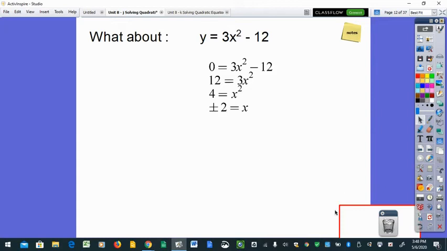So if we were to graph this parabola, we know that it's opening up. And we know that it's going to hit the x-axis at positive 2 and negative 2. We could find the vertex if we came up here and did negative b over 2a. In this case, the b is 0, and it would be 0 over 6, so the x-coordinate would be 0, and if we plug in 0, the y-coordinate is negative 12. So the vertex is (0, negative 12). So we know it opens up, and we know it's going to hit the x-axis at a positive 2 and a negative 2.